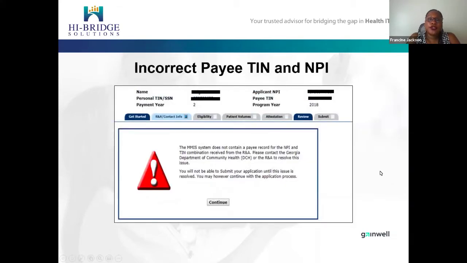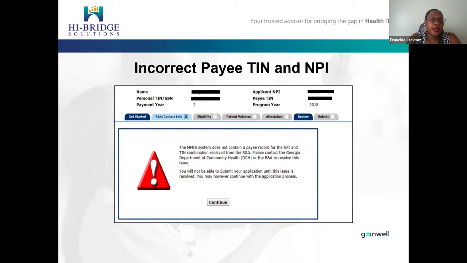This example shows when a provider used the incorrect payee ID or MPI number. You're going to get an error message with a red check mark, and it's going to say the MMIS system does not contain a payee record for the MPI and ID combination received from the RNA. Now, when it says received from the RNA, that means it's coming from the registration and attestation system. So that means that's CMS. You will need to actually correct the error.